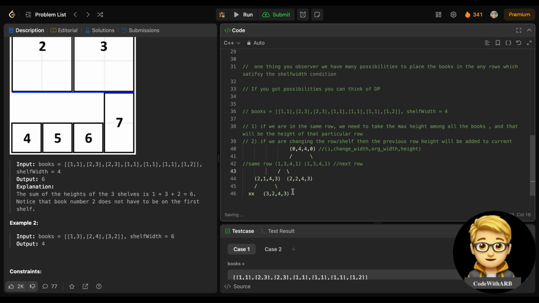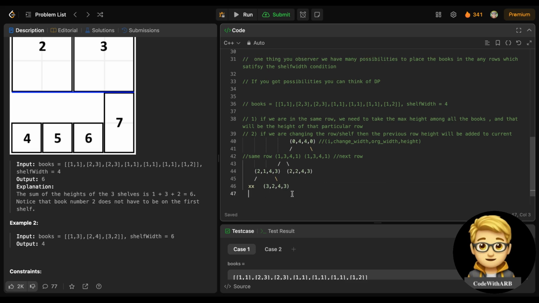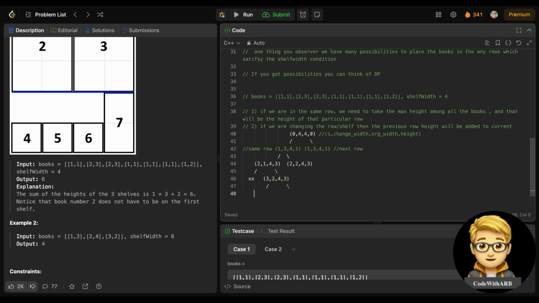Same goes for this one, same goes for this one. So first let's complete it up to here, right? Again we have two options to place this value, which is 1 1. If I place it in the same row, this will be 4, this will be 1, and this will be 4. Now since we are placing in the same row, the height will be the maximum between 3 and 1. So the maximum is 3. If you want to place it in the next row, that would be 4 minus 1, which is 3, again 4, and that will be 1, because the current height is 1.